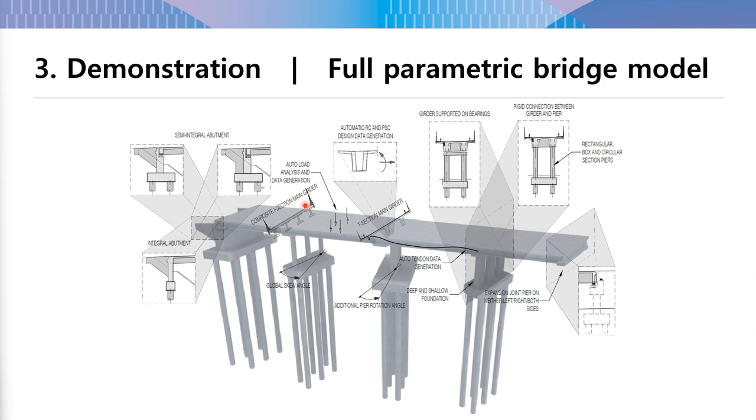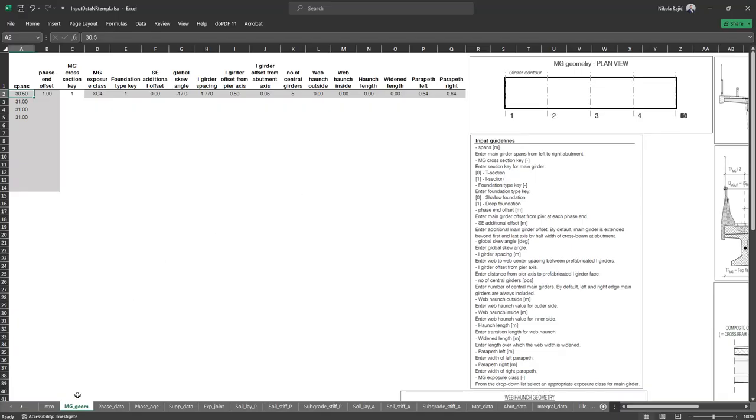Also, for this parametric model, all of the alignment geometry is fully parameterized, so the user can enter the number of spans, and span lengths are fully parameterized. All of the parameters for this bridge model are taken out from the script, and they can be entered separately in a spreadsheet that looks something like this. It is divided into separate tabs.